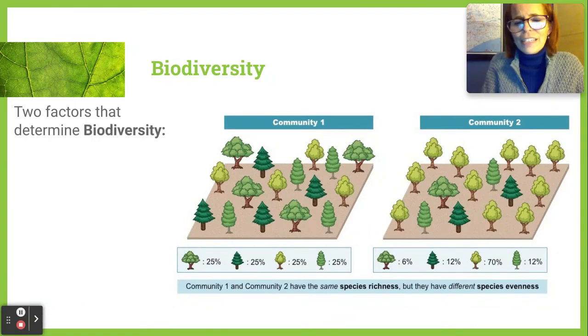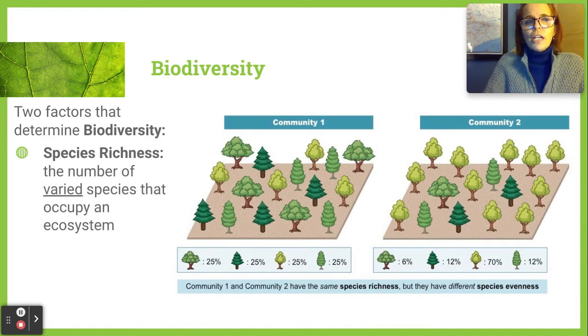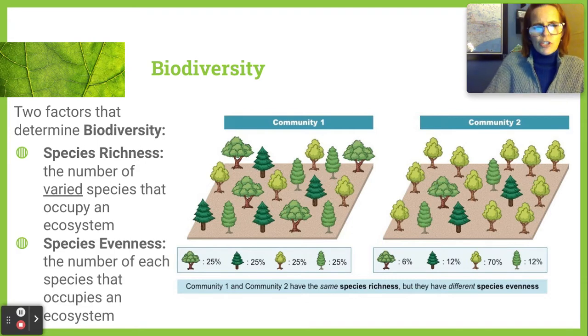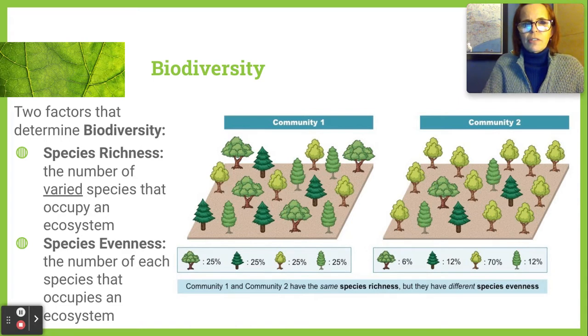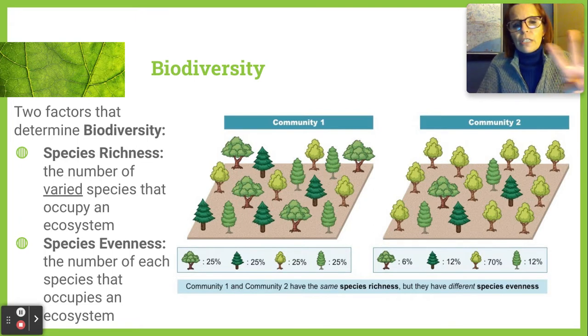All right, so now we want to talk about ecosystems, the diversity within this community. So there's two factors that we're going to talk about that define or decide whether a community is biodiverse or not. The first one is species richness. Species richness refers to the number of varied species that occupy an ecosystem. So if you take a look at the two diagrams, we have community 1 and community 2. They actually have the same species richness. They both have 4 different species.